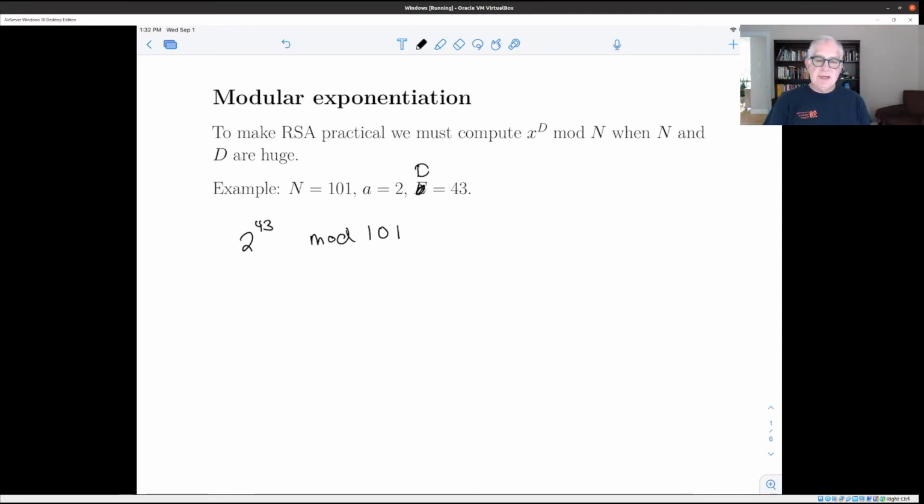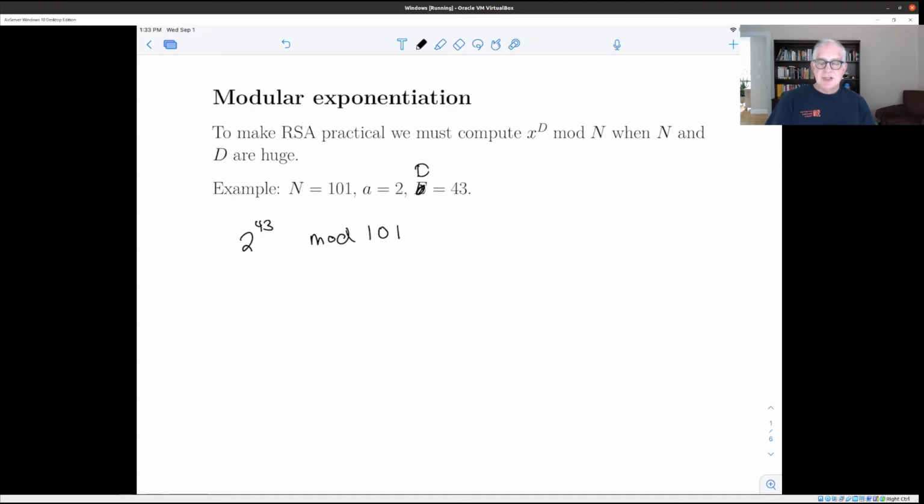And one thing we would be able to do along the way is if we kept reducing numbers mod 101, at least we would never have to worry about our numbers growing. They would always keep getting reduced mod 101, and so they would stay relatively small. But we would still have to do it 43 times.